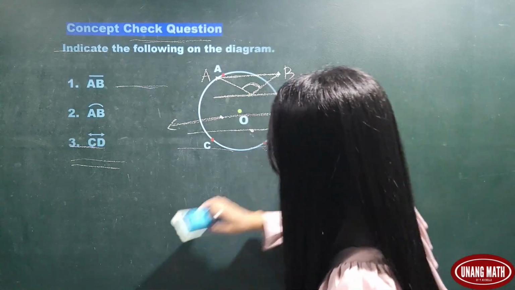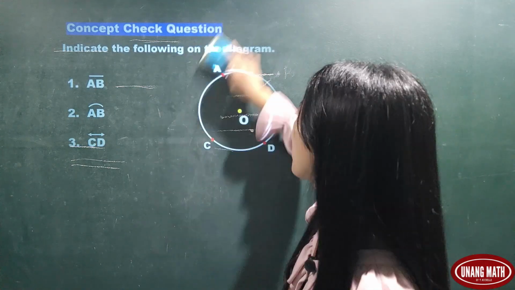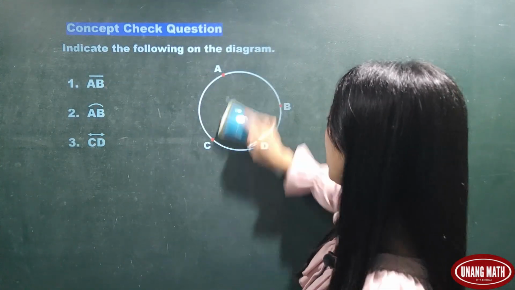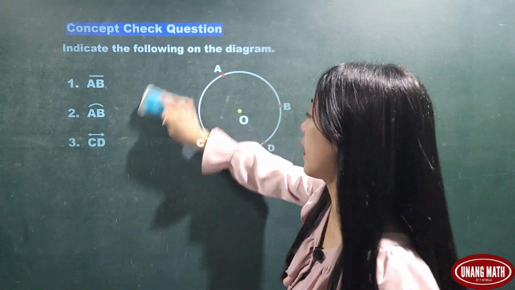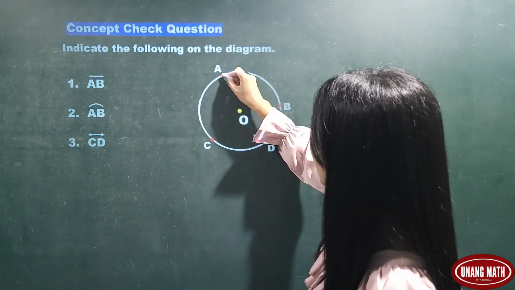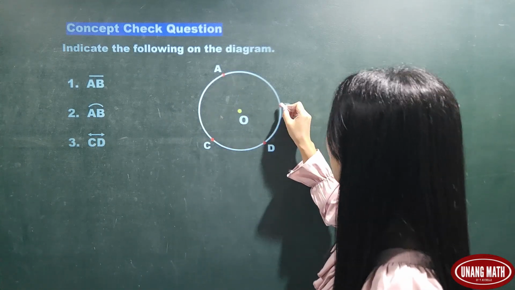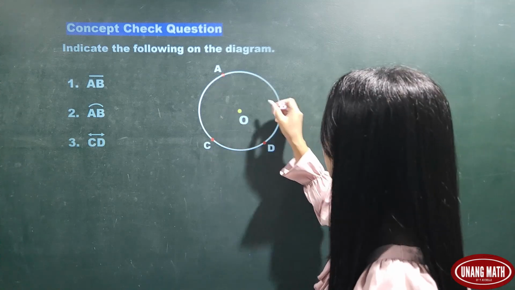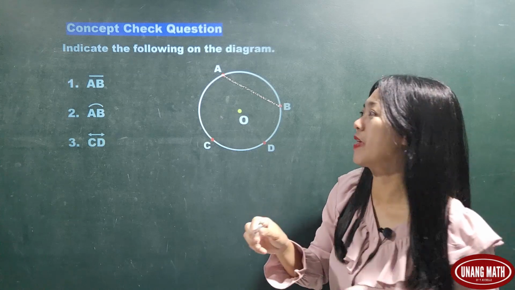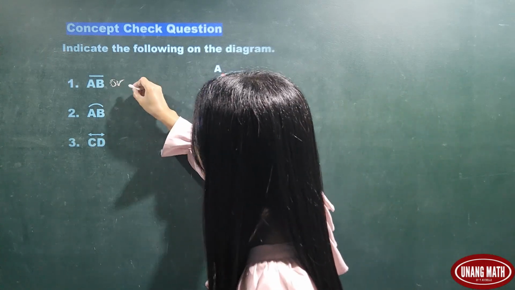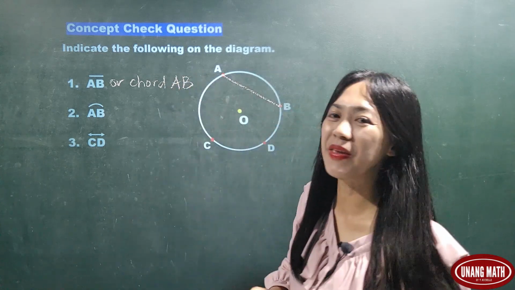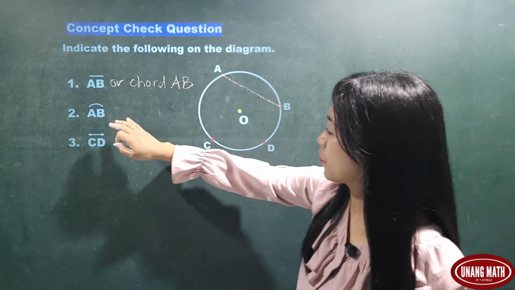Okay, this time let's answer this concept check question. We're going to indicate the following on the diagram. Okay, the first one is line segment AB. Okay, if it's line segment, there's a starting point and end point. So A is the starting point, B is the end point. So this is our line segment AB. Or this is also chord AB.